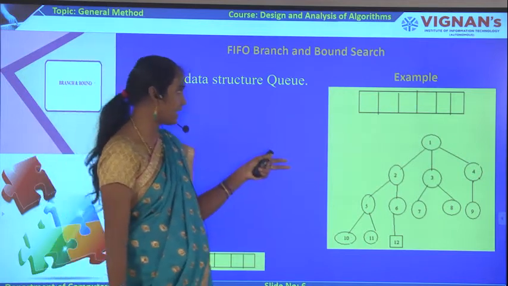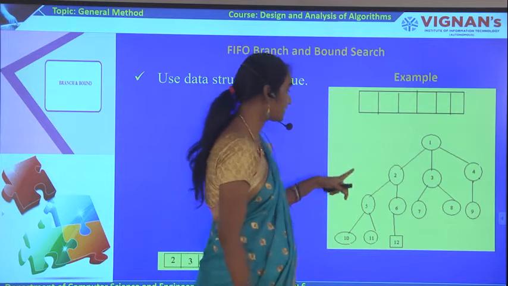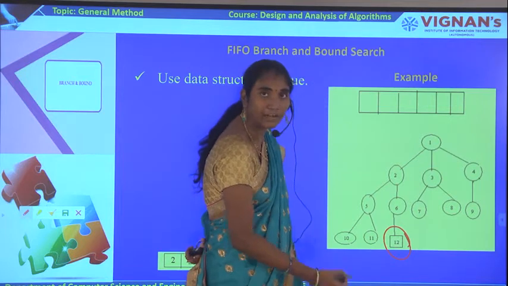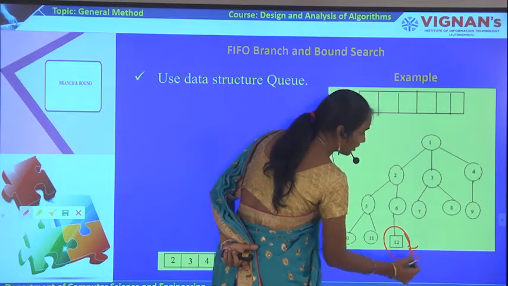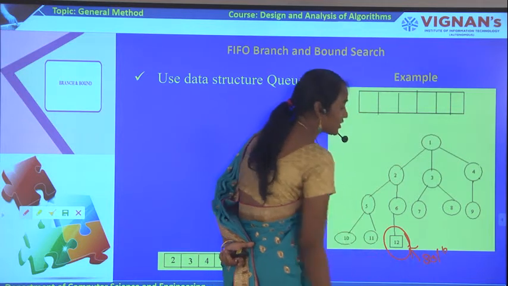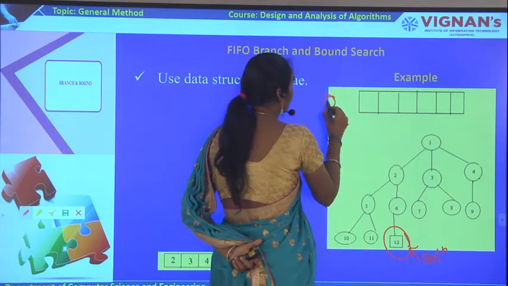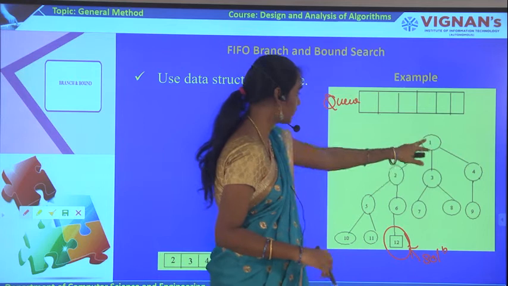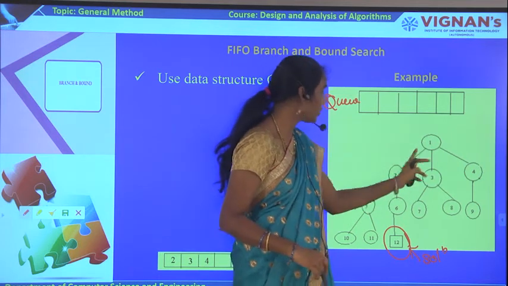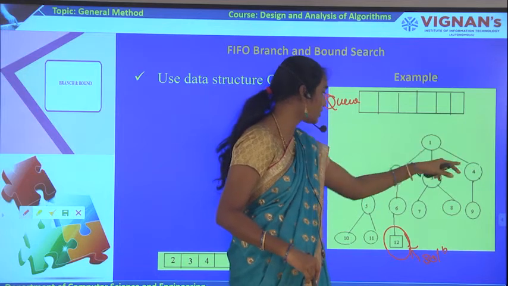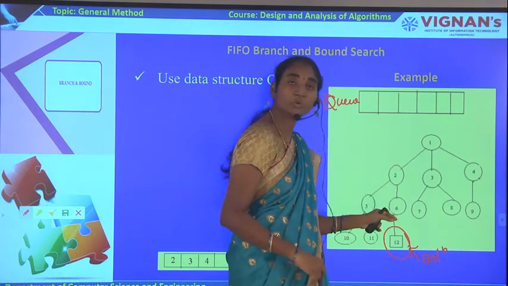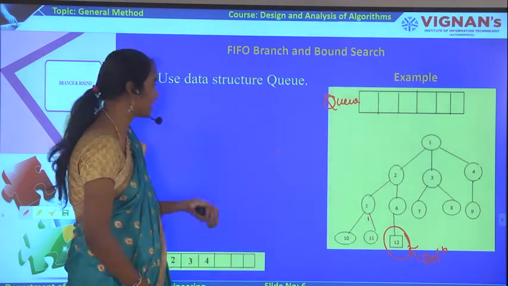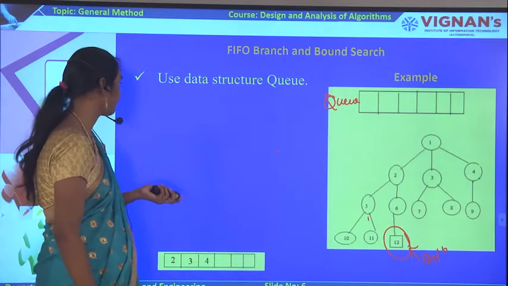Now let's have an example. This is my solution state space tree, and the rectangular node is my answer node or solution node. This is the queue, which is initially empty. Here, the root node has 3 children, node 2 is a parent with 2 children, and again another node is a parent with 2 children. So likewise I have a small example state space tree.